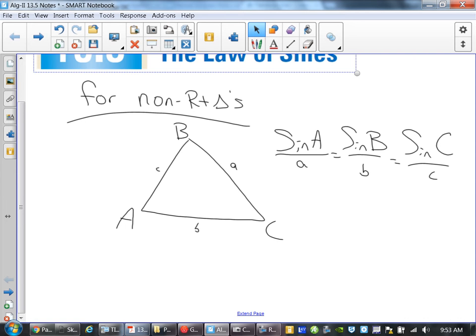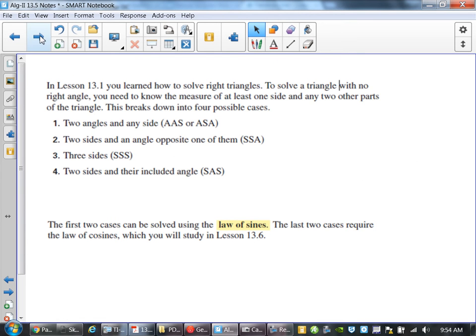In order to use law of sines, you want to always have one side and its angle opposite. If you don't have that, then we'll have to use the law of cosines, and we'll talk about that tomorrow. So when you're dealing with law of sines, it's really a lot of the same generic setups over and over again.